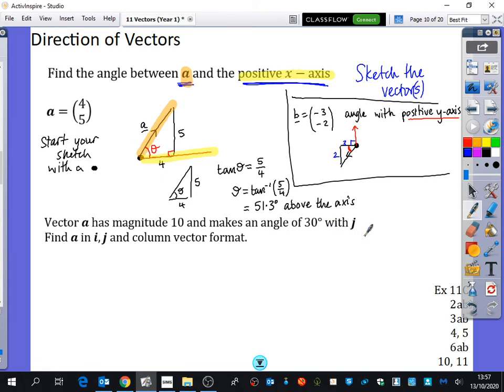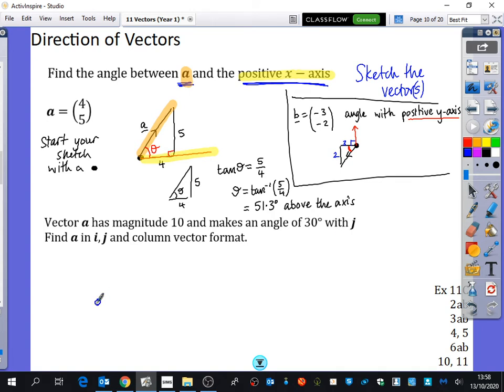Okay? So let's have a look at this second example that we've got here, and then we're going to do a chunk of practice. This second question says that vector A has a magnitude 10 and makes an angle of 30 degrees with J. Find A in terms of I, J, and column vector format. So I'm going to start off by drawing the thing that I know. I'm going to draw the J vector. And what is the J vector looking like? It's just in the y-axis, okay?